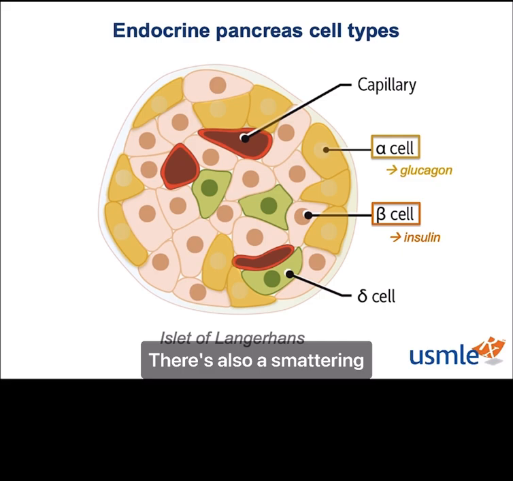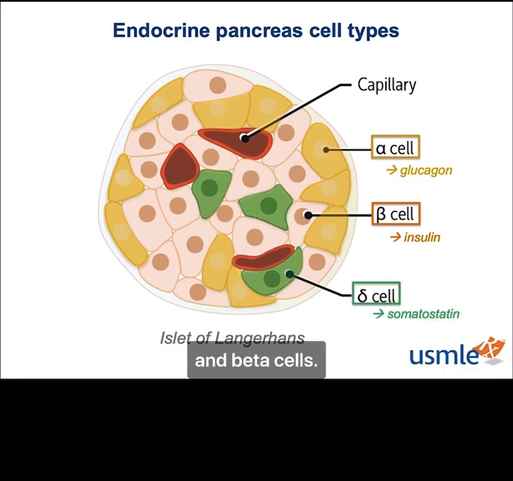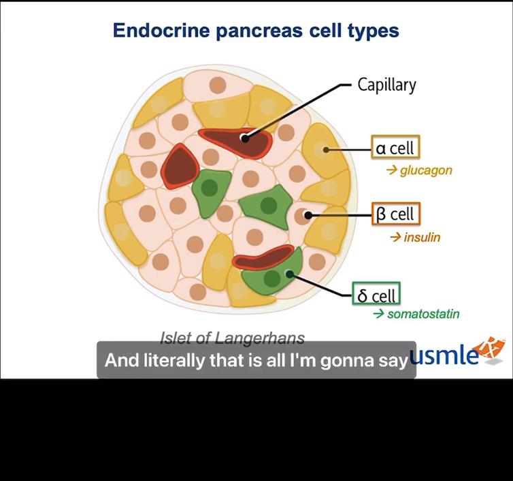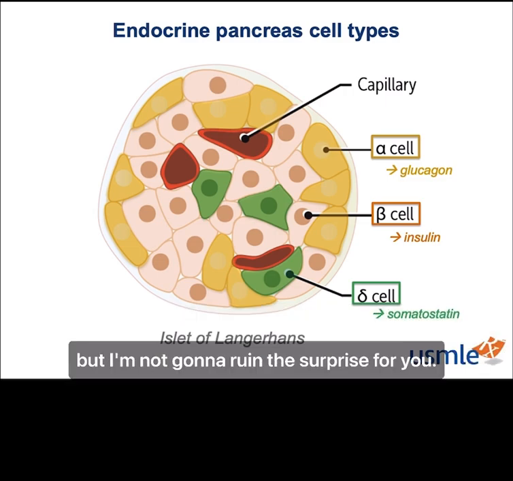There's also a smattering of somatostatin-producing delta cells, but the really important ones to remember are the alpha and beta cells. And literally, that is all I'm going to say about them for right now. There's a lot more to be said about each of these hormones, but I'm not going to ruin the surprise for you. For now, let's test your recall with a flash quiz.